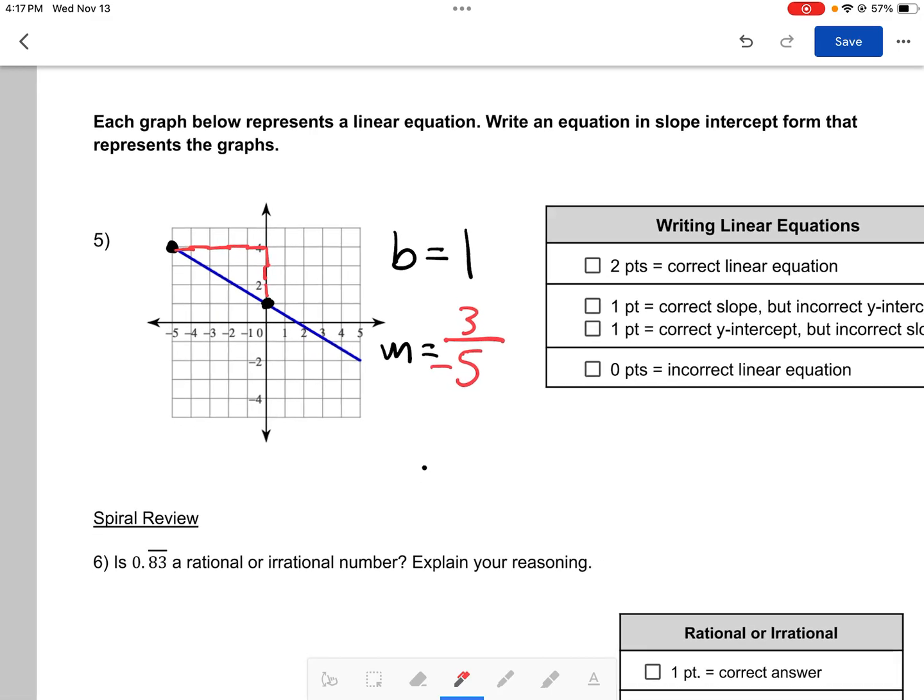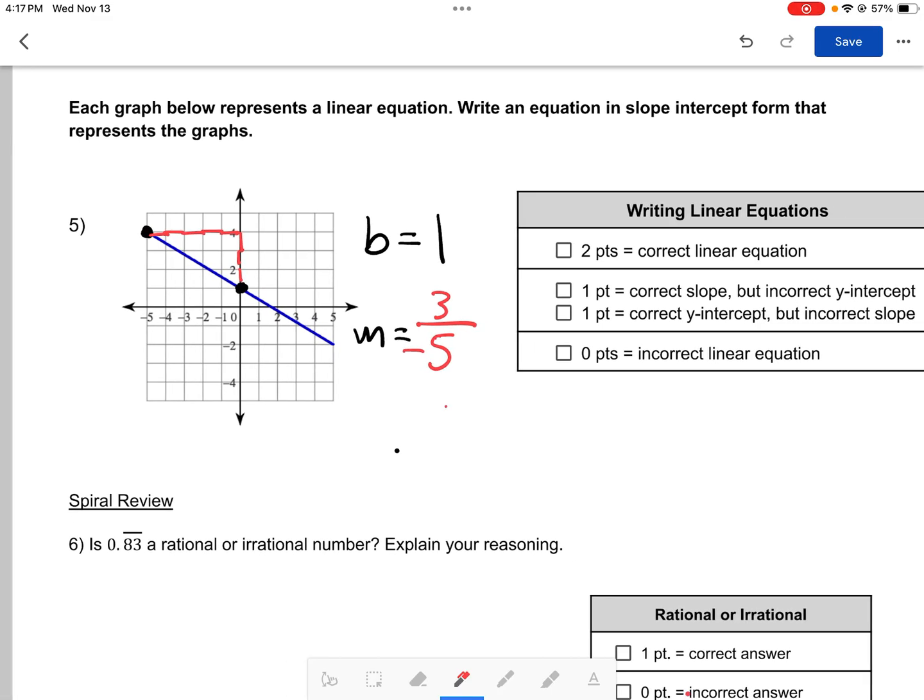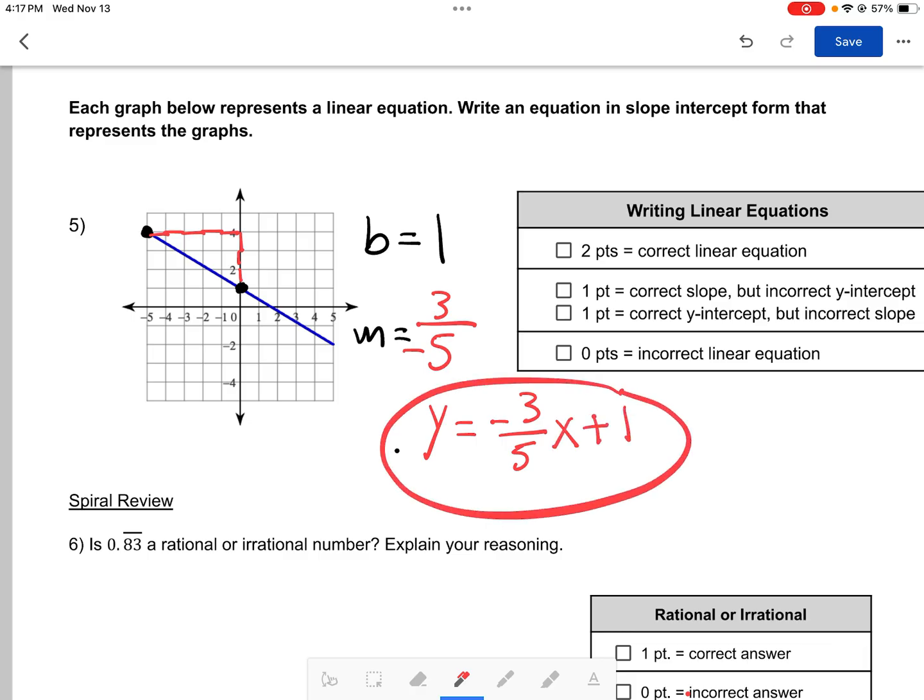So now I rewrite my equation as y equals negative 3 over 5 x, and then my plus 1. And that's my answer.